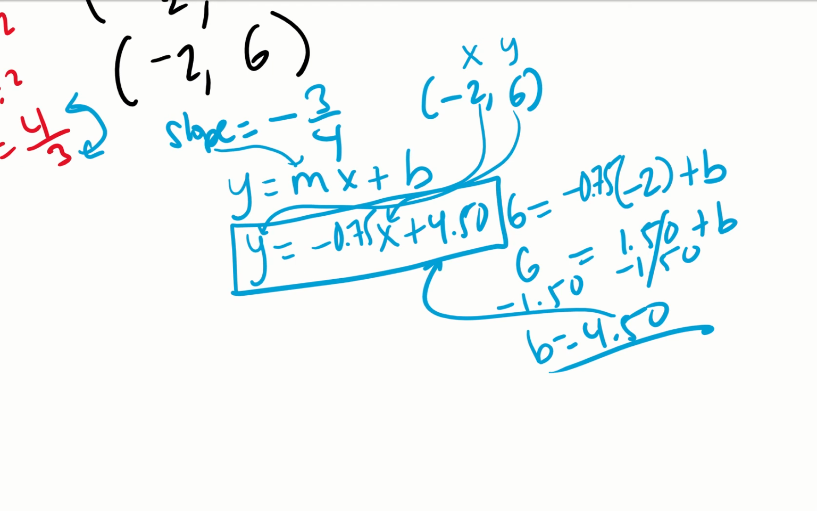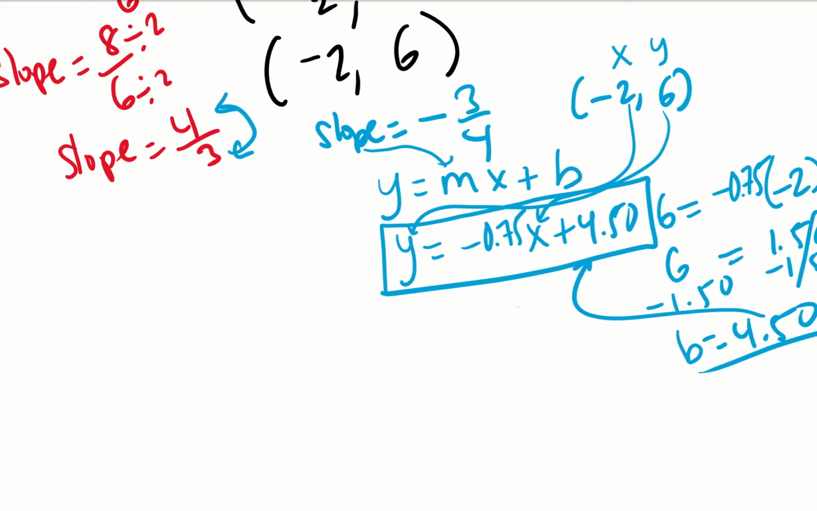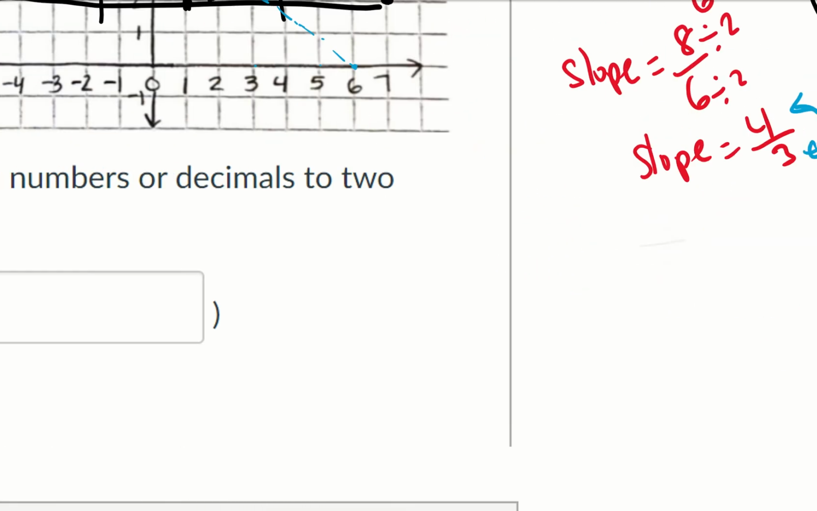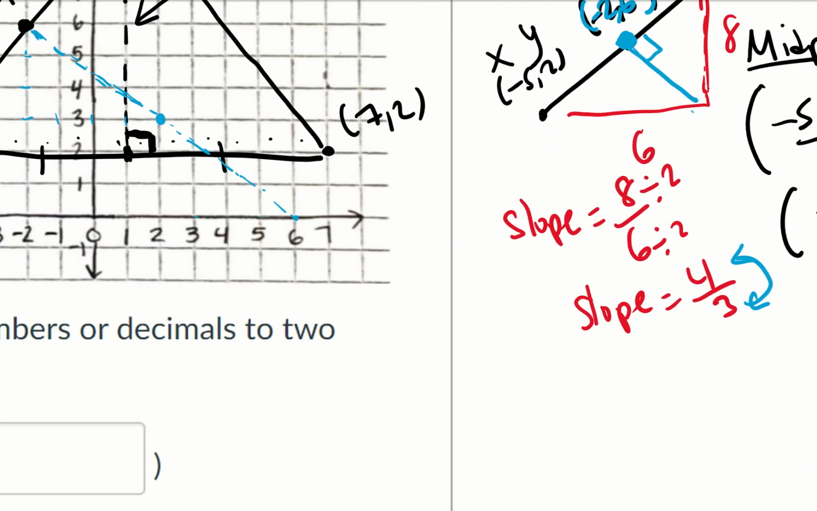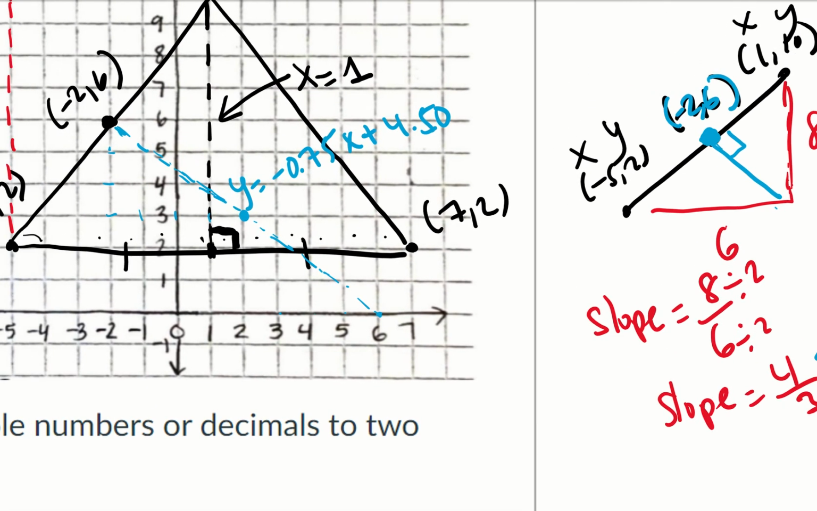Okay, so this right here is my equation. That's the equation of that blue line. So I'll write that equation there, -0.75x plus 4.50. All right, so that's my equation, and we want to figure out where these two lines cross, which means we're going to set them equal to each other.